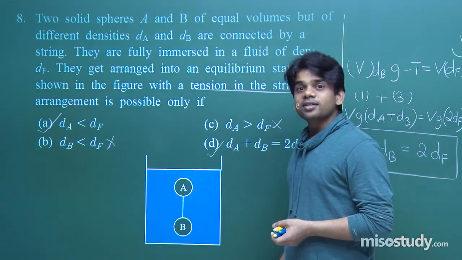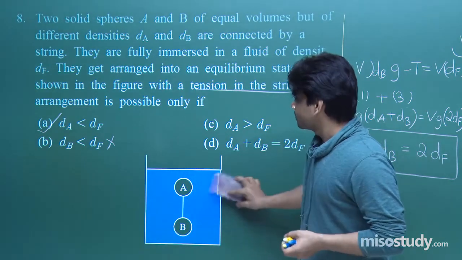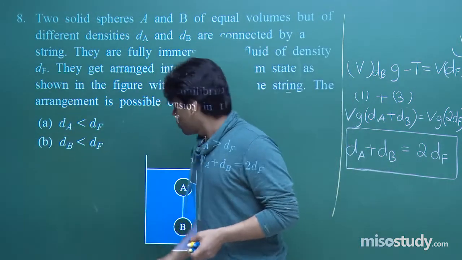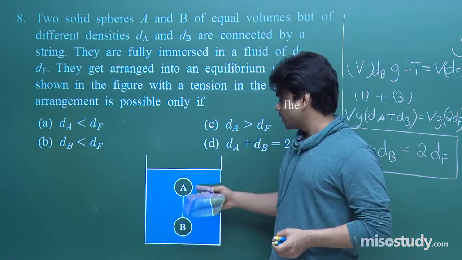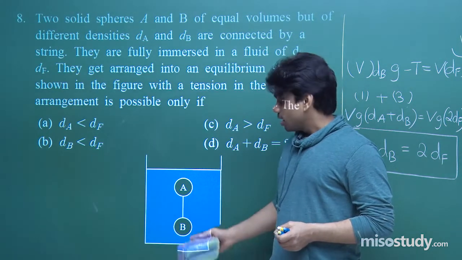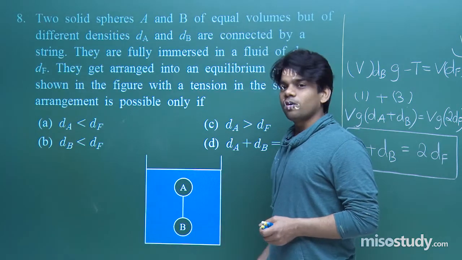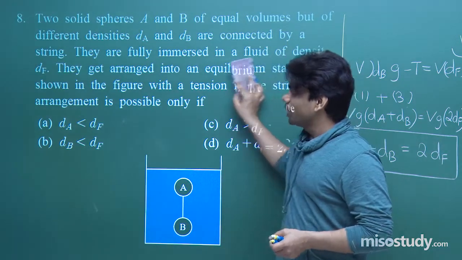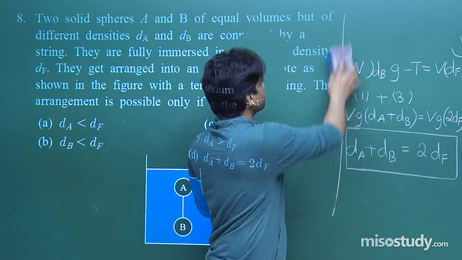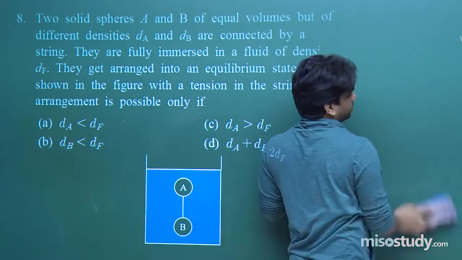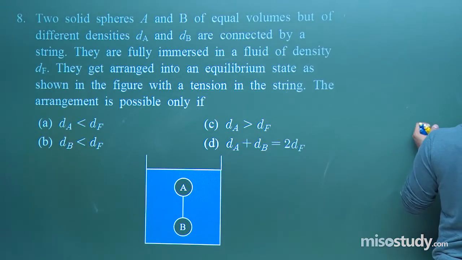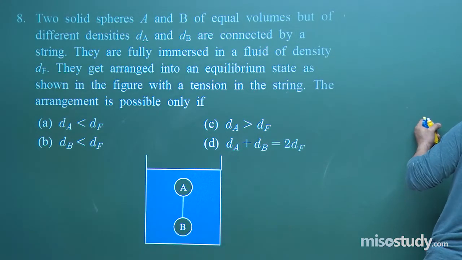Similar kind of question, but a different way to represent them. So remember such cases when they come: if this is lying at the bottom end, its density will be higher. If this is lying at the upper end, its density will be lower. The sum of the densities will be twice the density of the fluid, that you can make out. Then only they are going to be submerged in an equilibrium position.